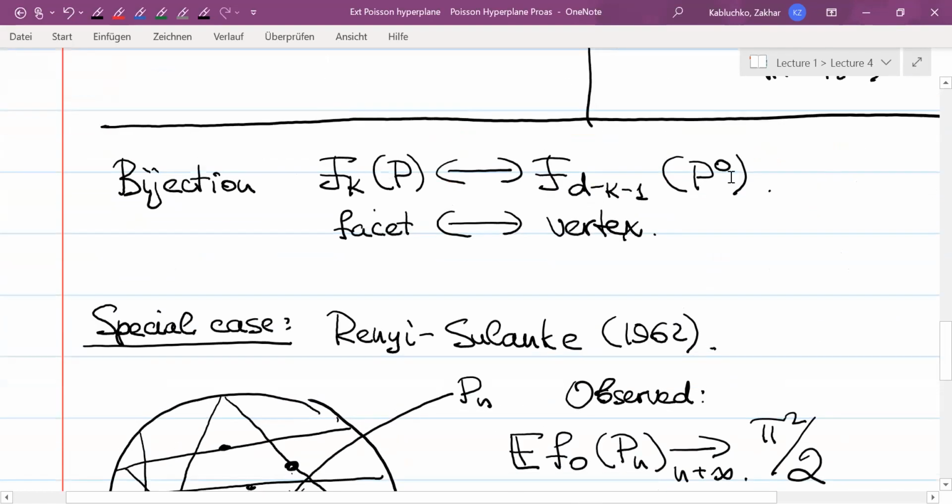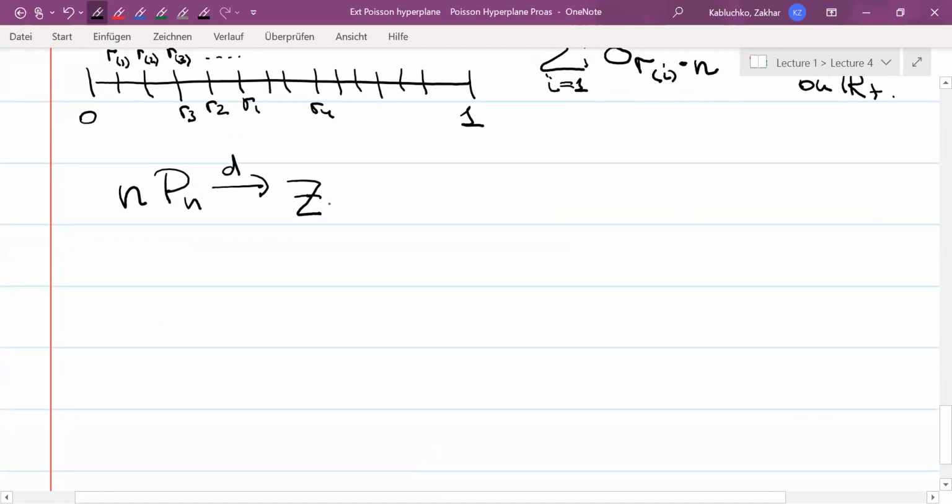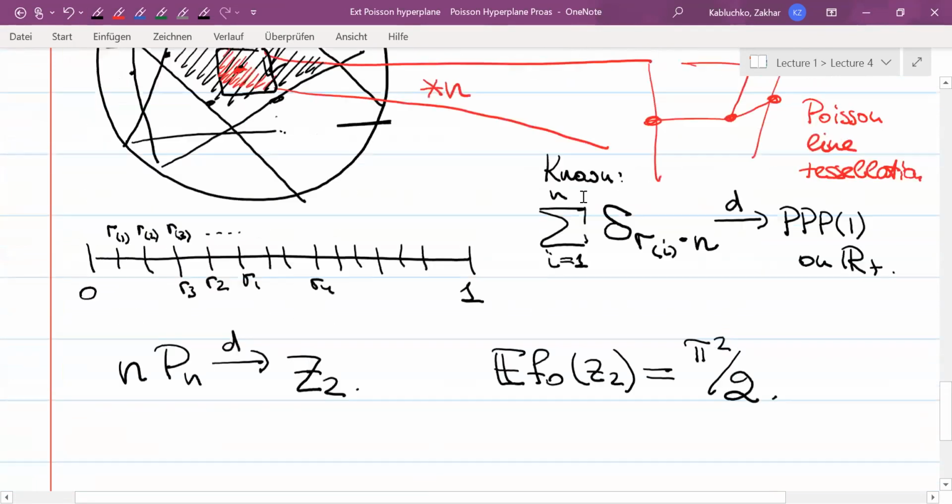And in particular, this polytope Pn multiplied by n converges in distribution on the space of convex sets in 2 dimensions to the Poisson zero cell Z2. And so the result of Rényi and Sulanke can be interpreted as the expected number of vertices of the Poisson zero cell in dimension 2.